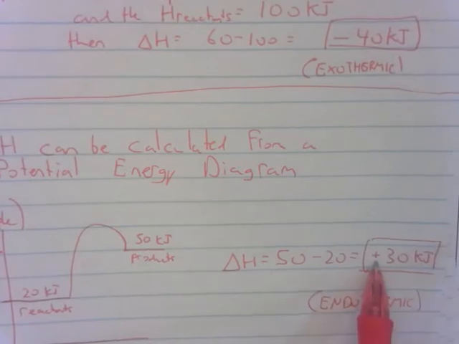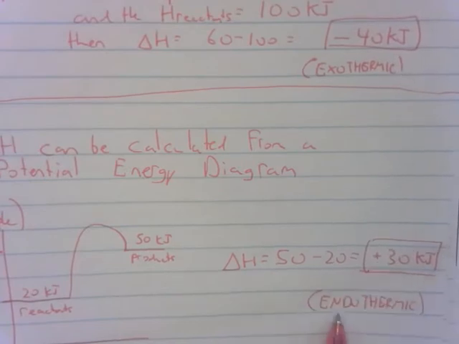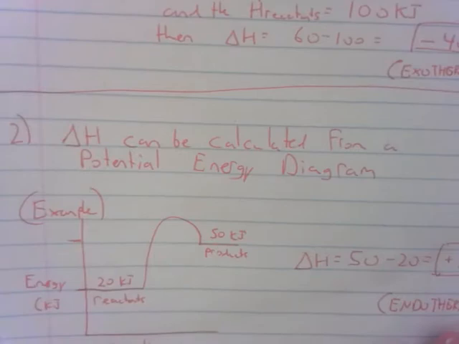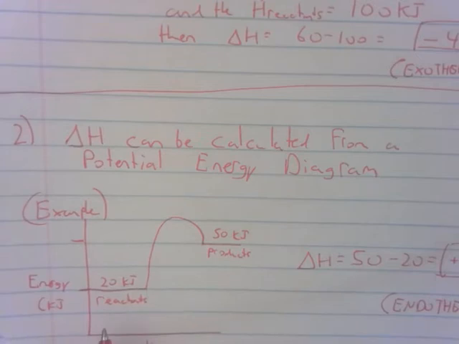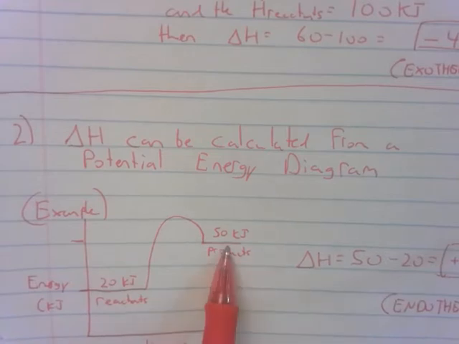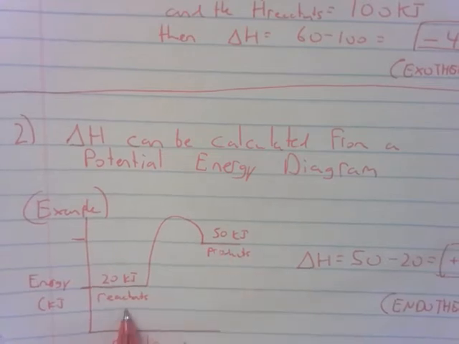And if you remember from the last video, this picture is the exact opposite of the picture I showed you in the previous video, where I gave you an exothermic picture. This one is endothermic, and I can tell because the products have more energy than the reactants. But again, the math is still the same. You just take products minus reactants.